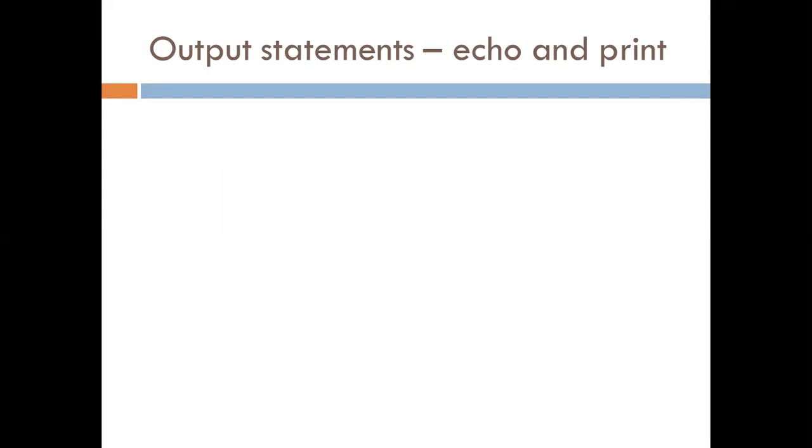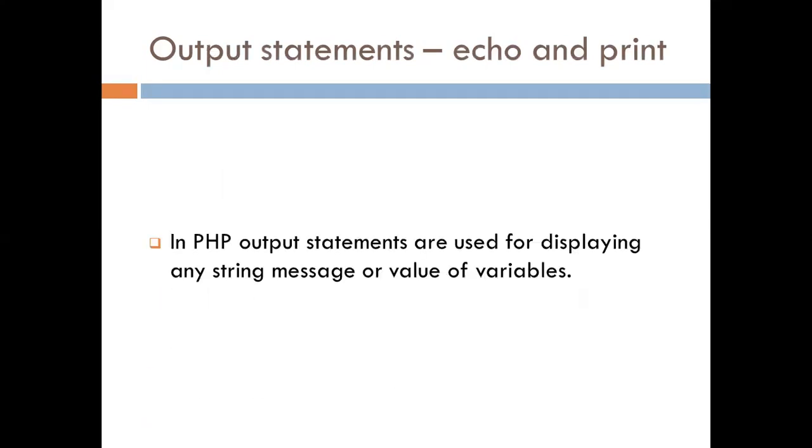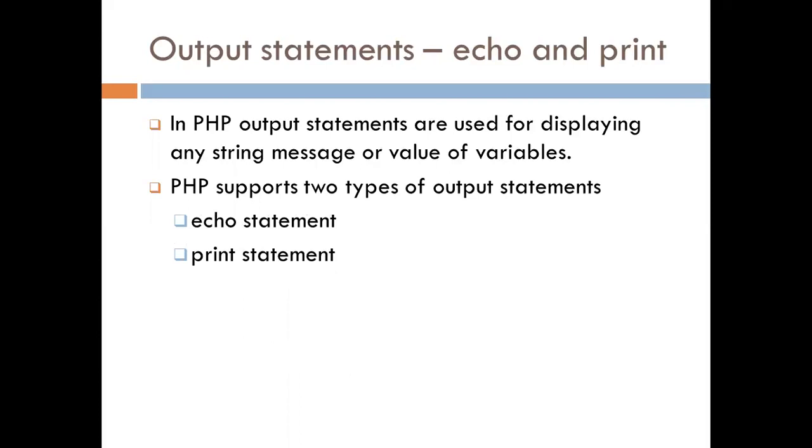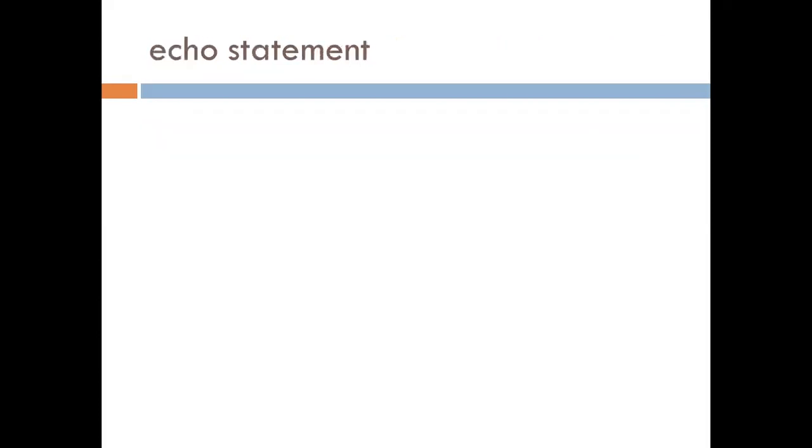So echo and print both are known as output statements. Both are used to print a message on a screen. In PHP, output statements are used to display any string message or the value of a variable. So there are two types of output statement, echo and print.